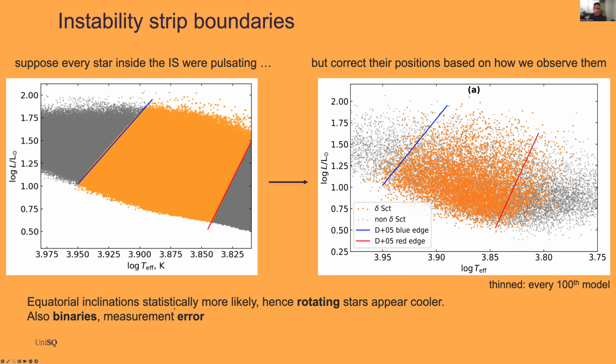Now, equatorial inclinations are statistically more likely, and so the rotating stars are going to appear cooler. And you'll notice that a lot of these orange points have shifted beyond the red edge. Comparatively fewer have shifted beyond the blue edge. That's due to random measurement error and binaries.